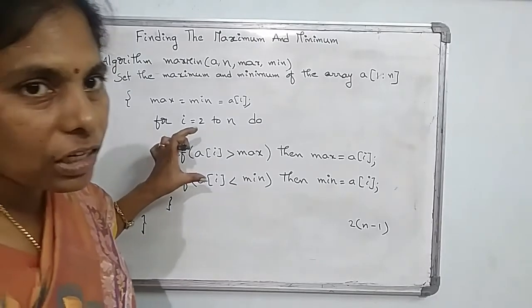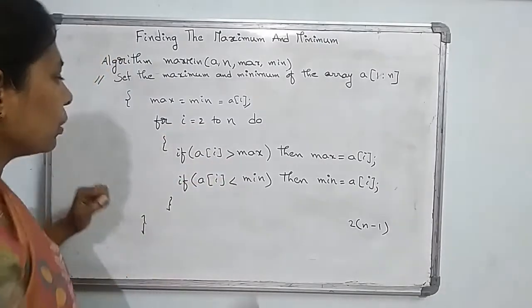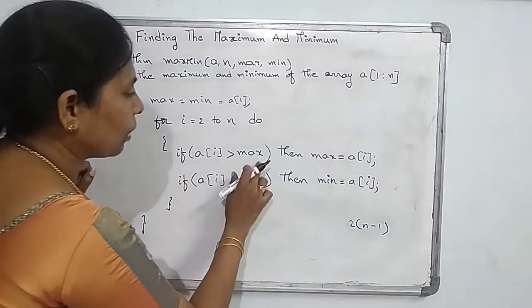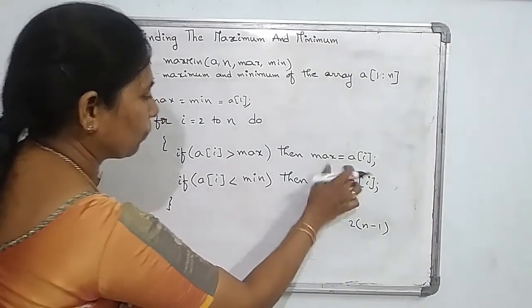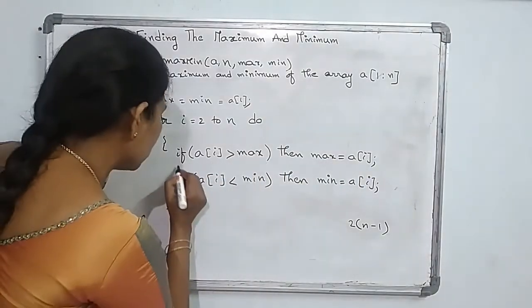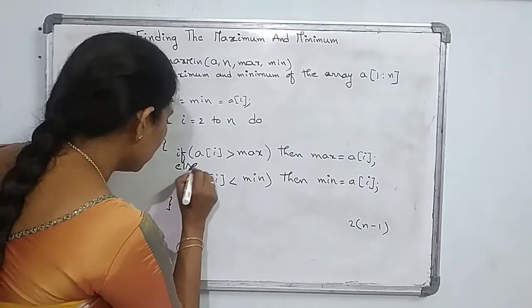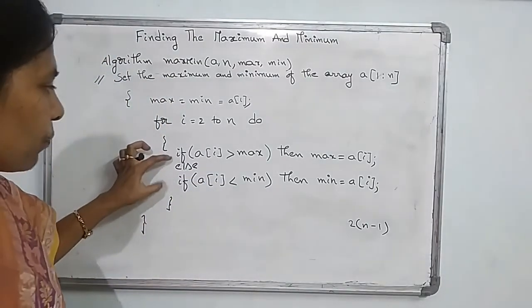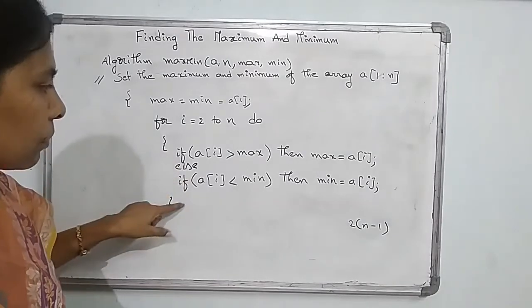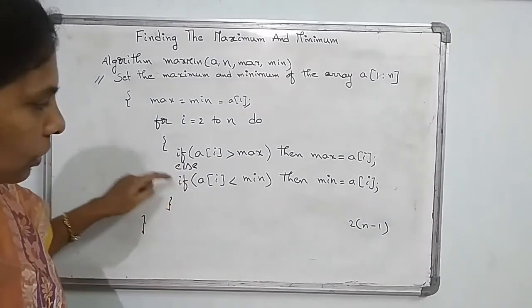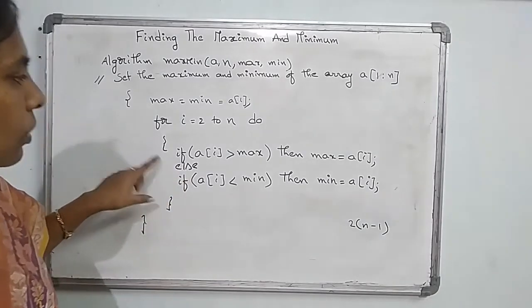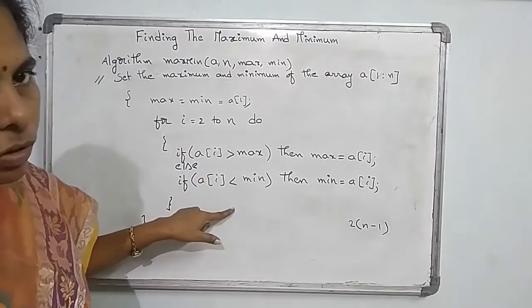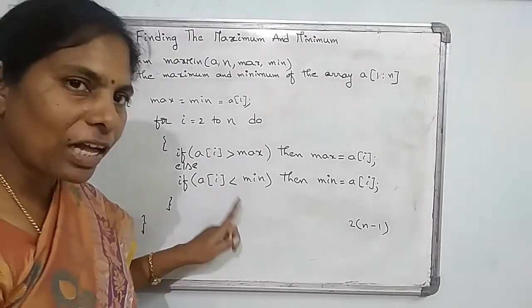Now you can replace the algorithm in another way. If A of I greater than maximum, then you find the maximum element. If this condition is false, then you check A of I less than minimum. In that case you change this to an if, else if statement, using the else statement. With that also you can find the maximum element and the minimum element.